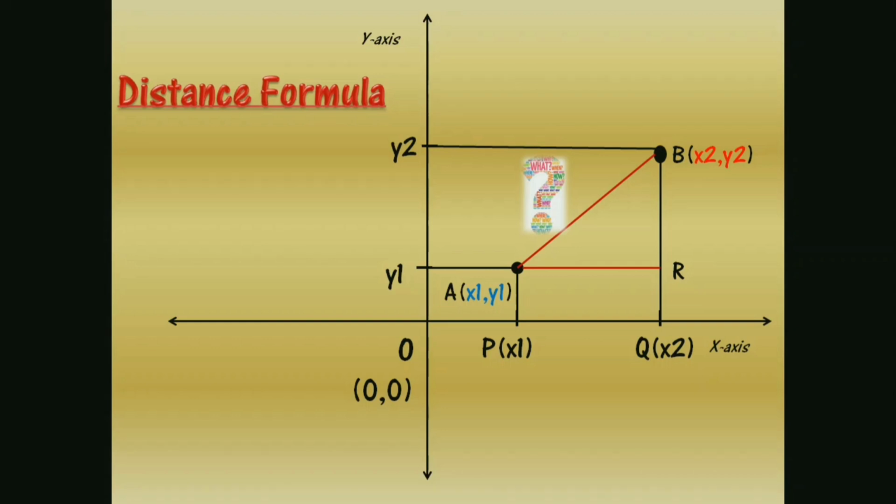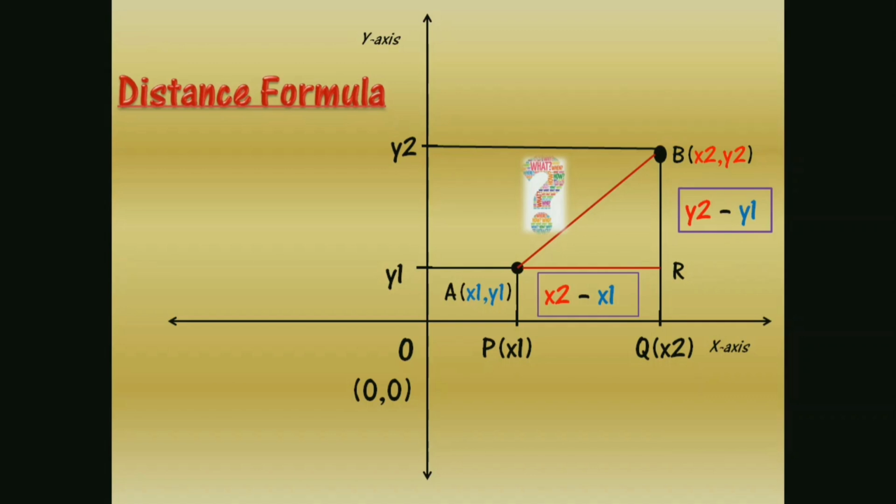Now we can find the values of AR and RB since we know the coordinates of points A and B. AR equals PQ. We can find the length PQ as OQ minus OP, that is x2 minus x1. So the length AR equals x2 minus x1. Similarly, we can find RB. RB equals BQ minus RQ, that is y2 minus y1.